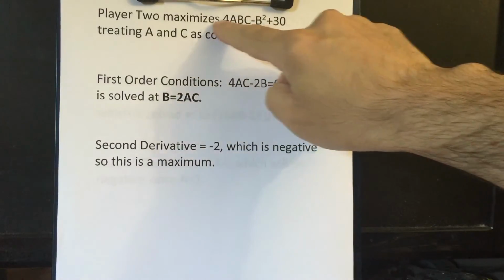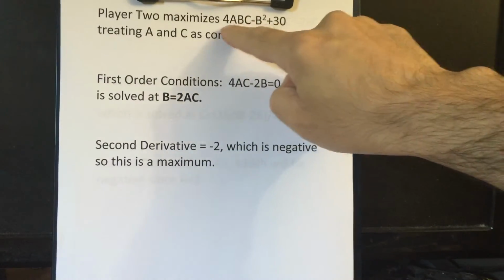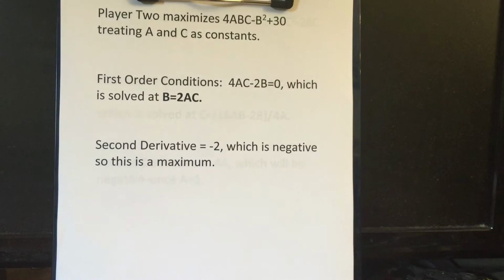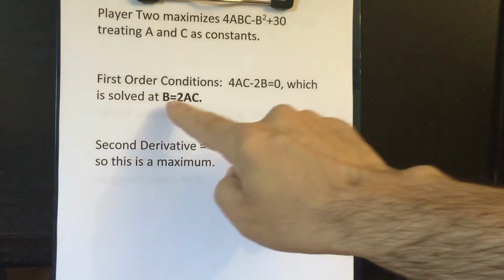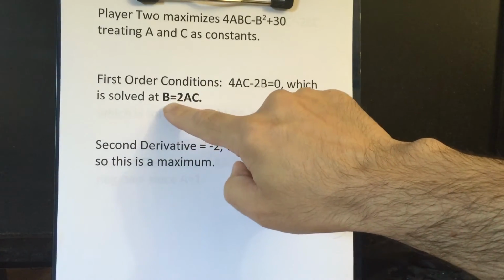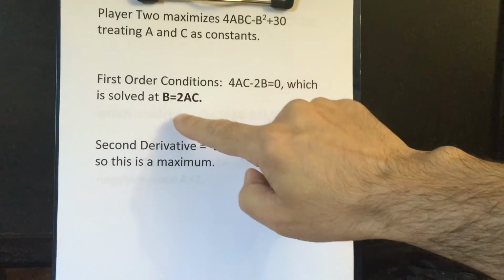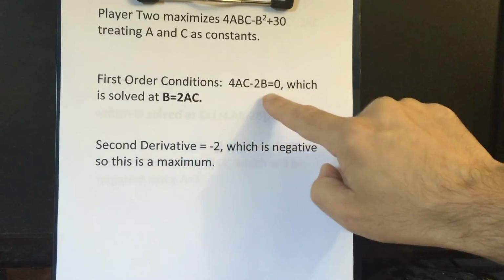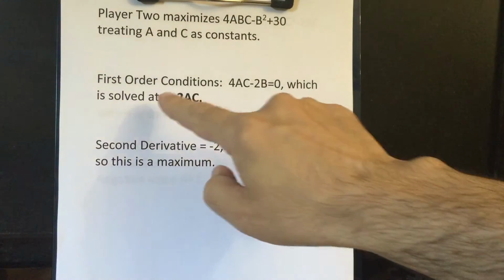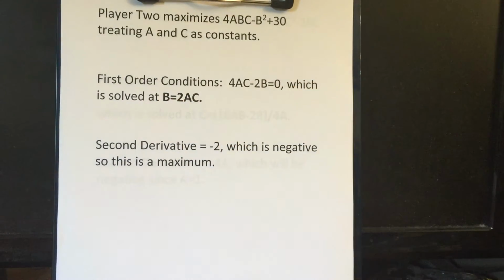Take the derivative of this, treating B as the variable, but A and C as constants, and it gives you this next line, 4AC minus 2B. Set it equal to 0 for first order conditions. Then you solve for B, and this gives you either the maximum or minimum, depending on the second derivative. Well, we take the derivative of this, we get the number negative 2, which is negative. That means that solving the first order conditions is giving you a maximum. This is player 2's reaction function.